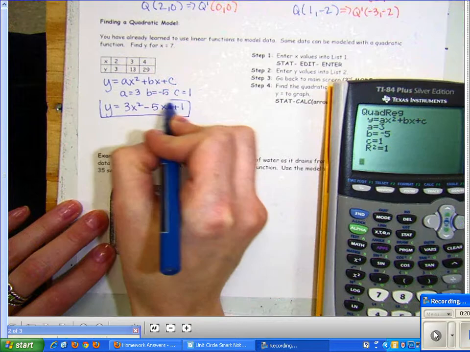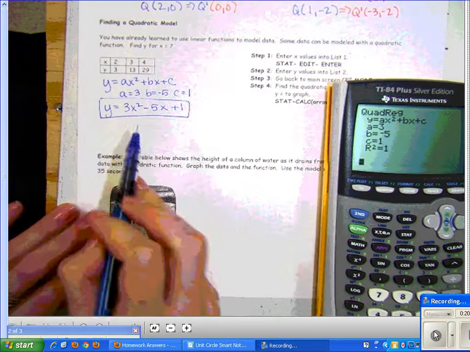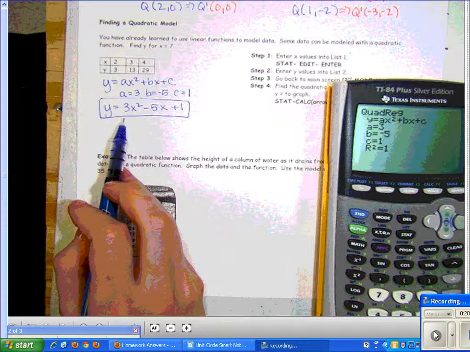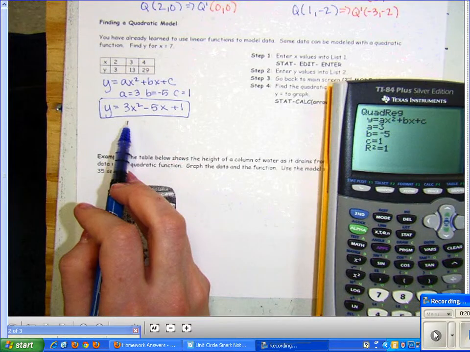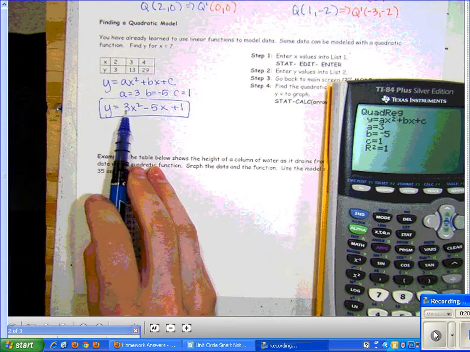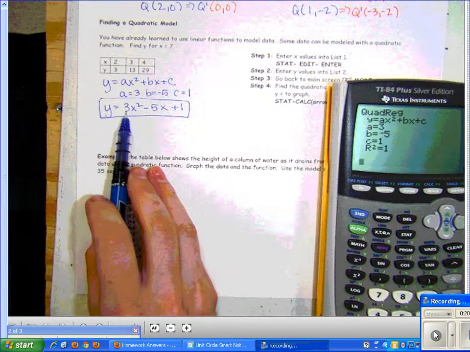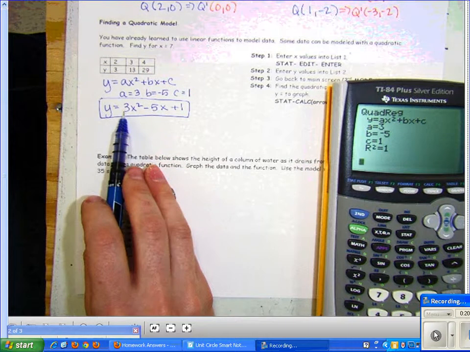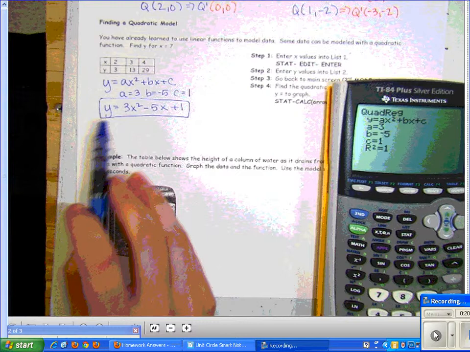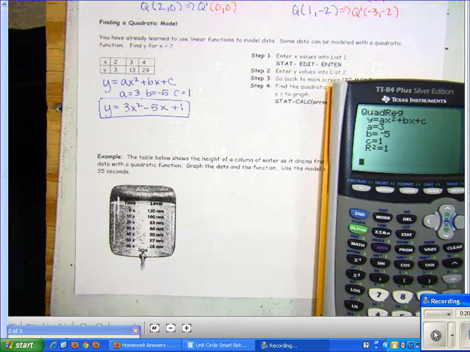Now with this equation, since my a value is 3, I know that my graph is opening upwards. Remember we talked about that on the other side. This is my a value, it's positive, so greater than 0 opens up. If it would have been negative, it would be opening down. It didn't ask me for that, but I'm just letting you guys know.